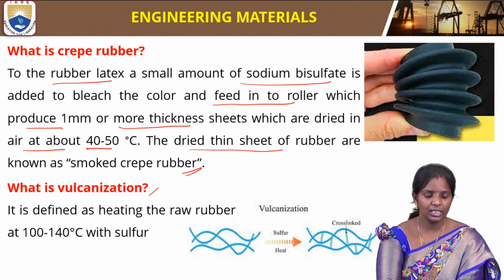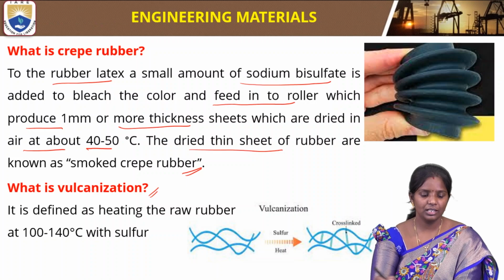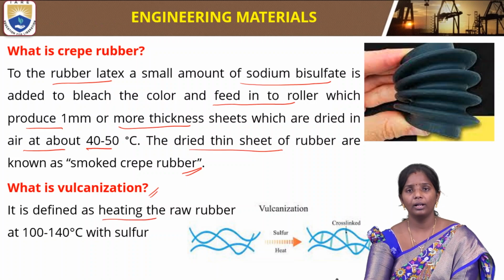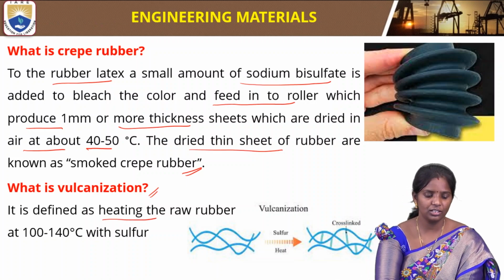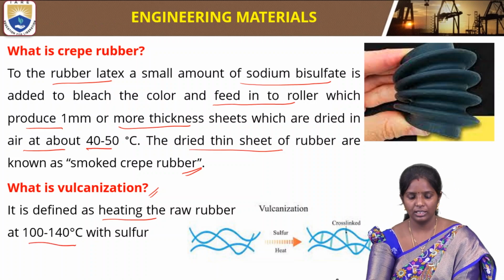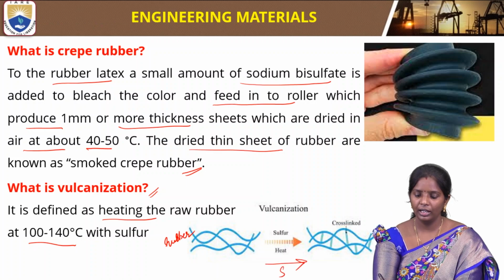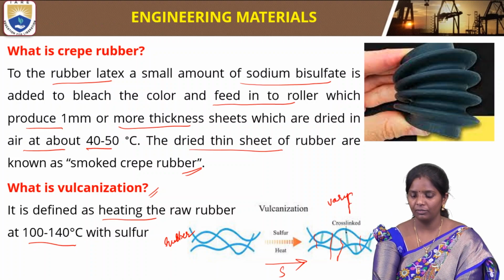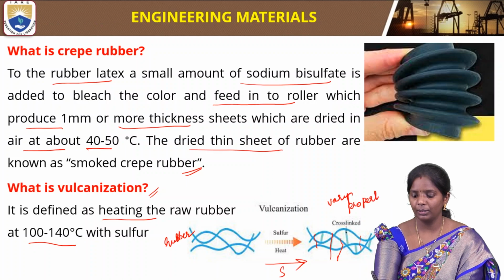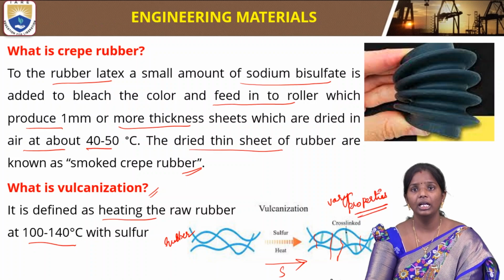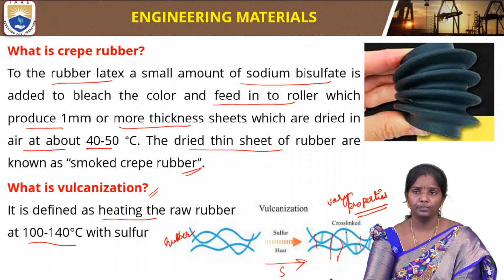Okay. So what is vulcanization? Vulcanization is defined as heating the raw rubber in the presence of sulfur at 100 to 140 degrees centigrade. If you see, this is the natural rubber that is present. After heating with sulfur, it forms crosslinks, and that will vary the properties of that particular rubber. So vulcanization is important depending upon our desired properties.